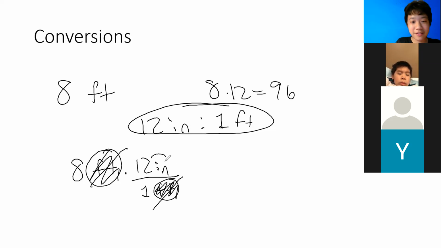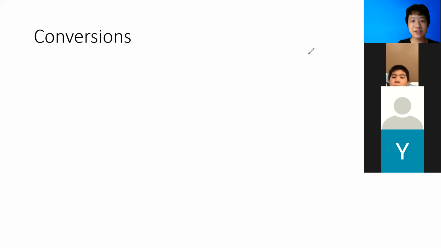What's the unit we have left? Inches. So that's what our answer is going to be in. Now we just need to do the math here. 8 times 12, 96 inches. That's how we use a conversion factor. So if you're still a little confused, let me show you another example here.